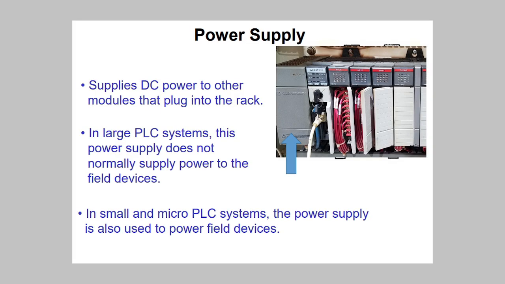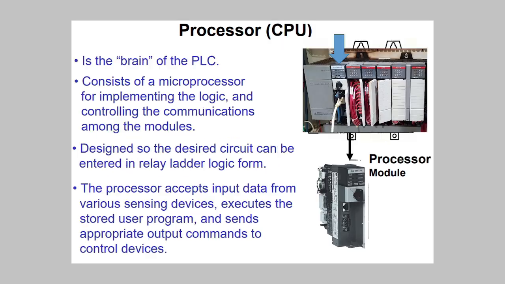Next, what is the power supply of the PLC? The power supply of the PLC supplies DC power to the modules that plug into the rack. In large PLC systems, this power supply does not normally supply power to the field devices. In small and micro PLC systems, the power supply is also used to power the field devices. What is the processor of the PLC? The processor of the PLC is the brain of the PLC, consisting of a microprocessor for implementing the logic and controlling the communications among the modules.